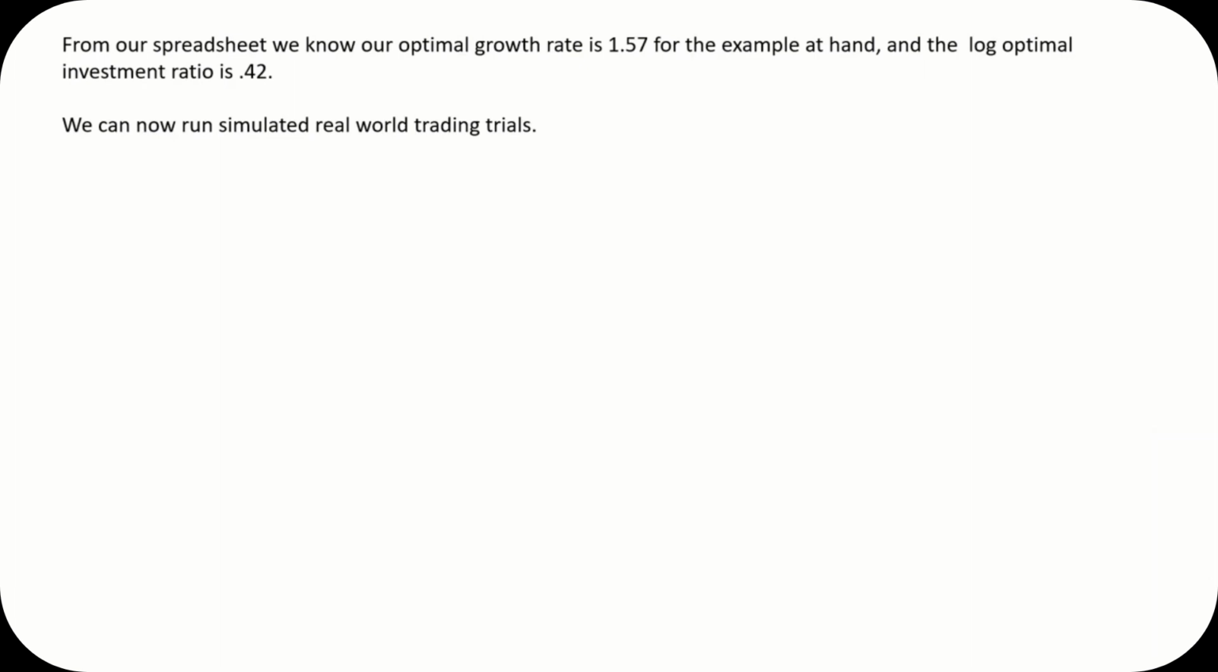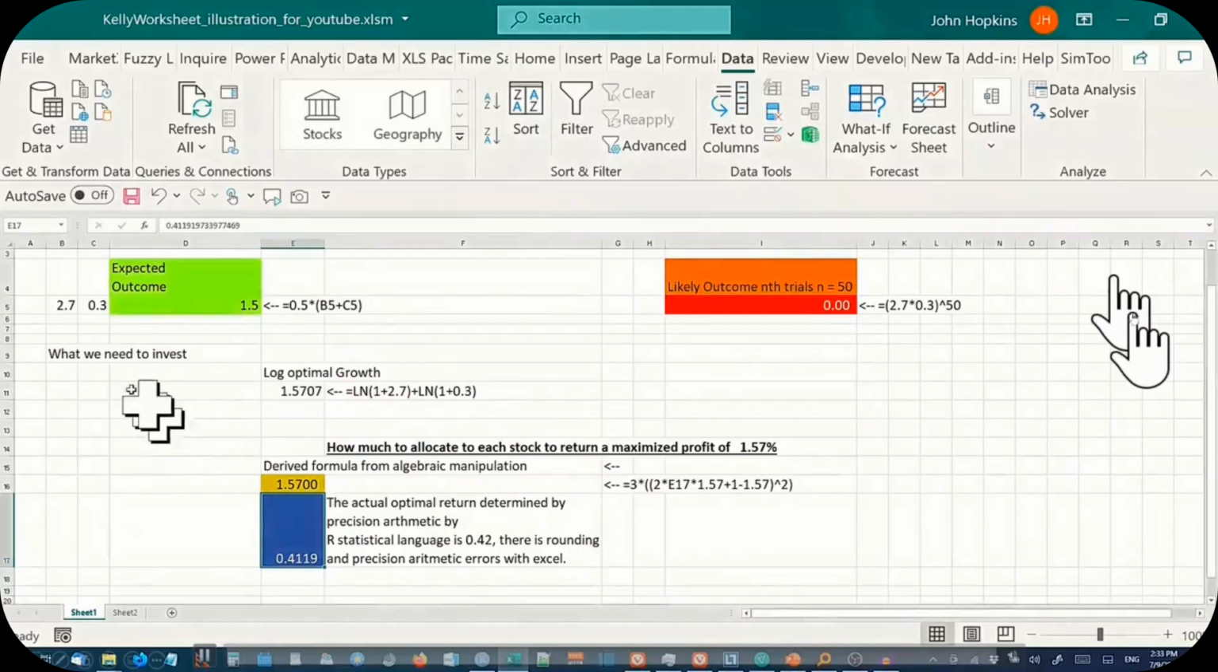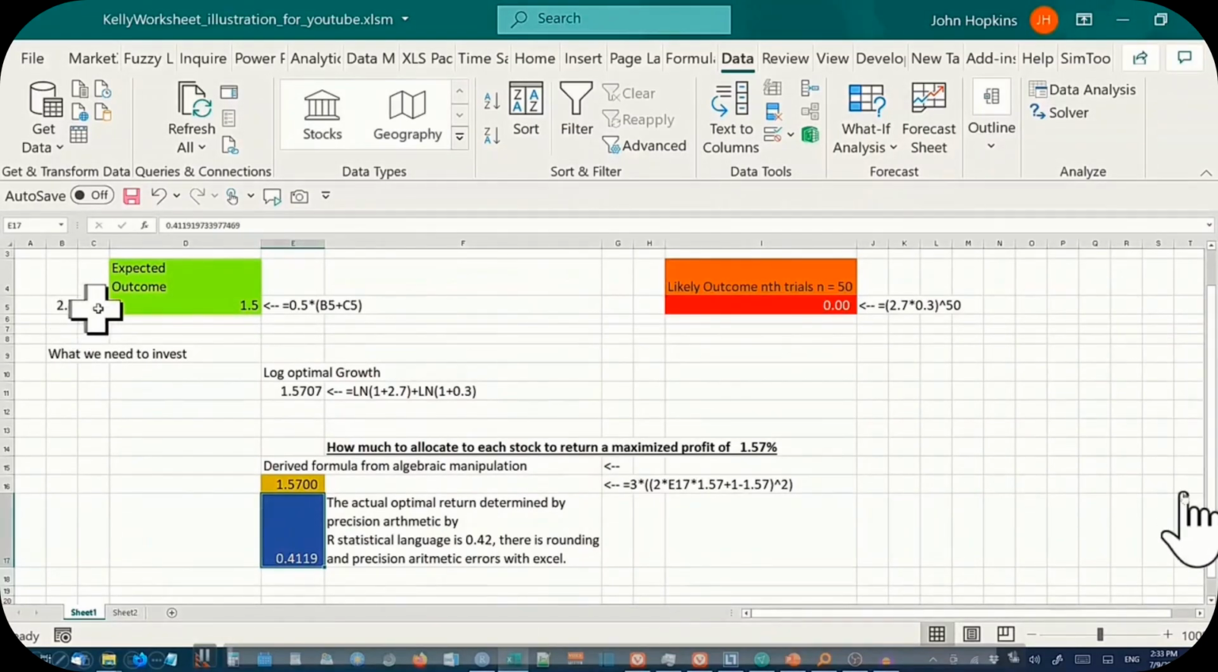The log optimal growth rate is merely the log of the two returns added together: log of 1 plus 2.7, log of 1 plus 0.3. This is a log optimal growth rate of 1.3. We get a likely outcome of 0.8 times 1 to the power of 50. In other words, after 50 days, or 50 trials, we are broke.